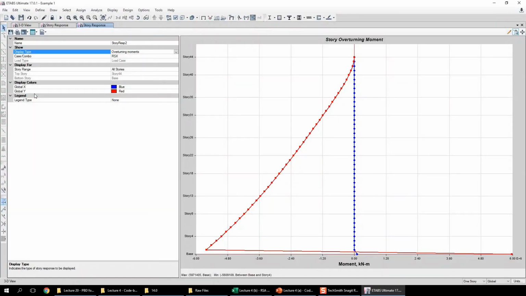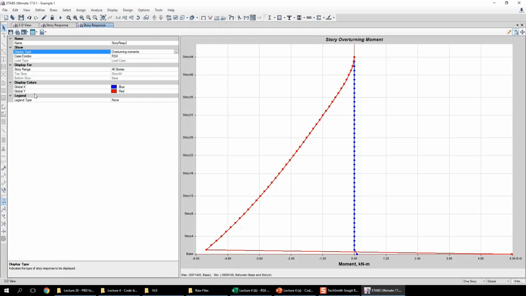There can be certain issues in the sign of these story moments. As you can see here, the base moment is shown as positive and all other moments are shown as negative. But we will only take the absolute value because SRSS converts all the values into positive numbers. So we will just take the positive value, which is around 6 into 10 raised to power 6 kilonewton meter, and the shape is like this.